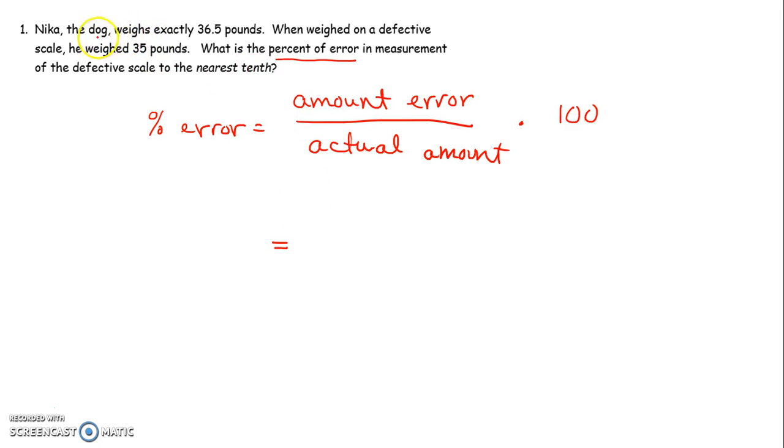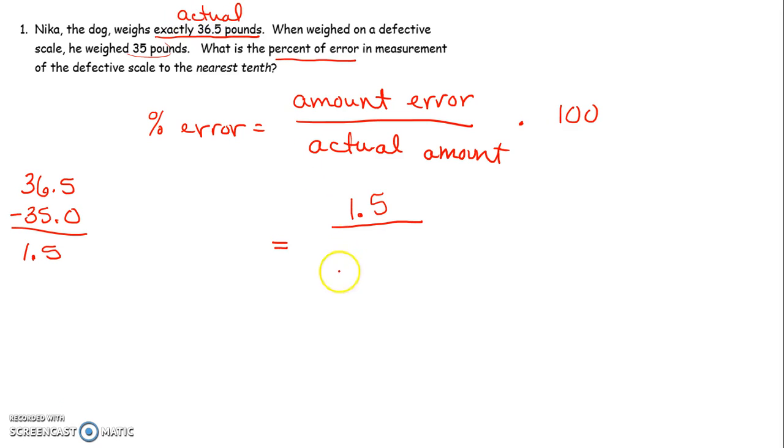Well, what's the amount of error? Nika's actual weight is 36.5. The scale weighed him 35 pounds. So the amount of error, sometimes we call it absolute error, would be 36.5 minus 35, and you'll get 1.5 pounds off. That scale is 1.5 pounds off. Happens to be weighing him 1.5 pounds low, but the amount off that scale is 1.5 pounds. Over what is Nika's actual weight? Oh, we know he weighs exactly 36.5 pounds, so that's his actual. So 36.5 and then times 100.